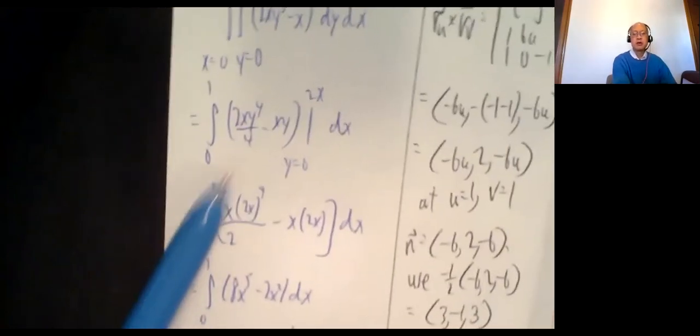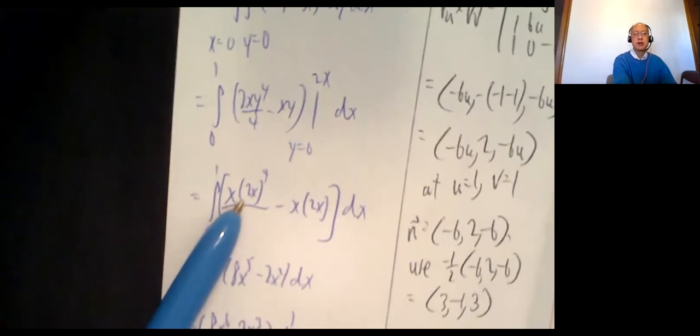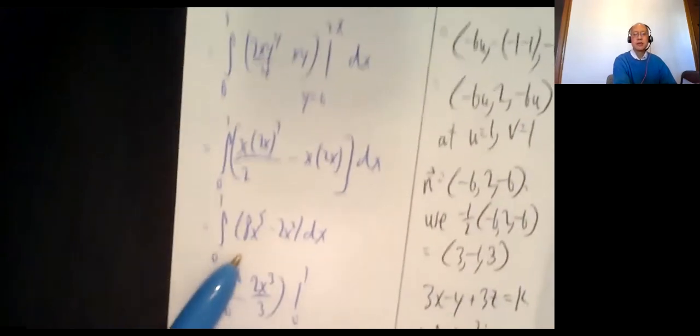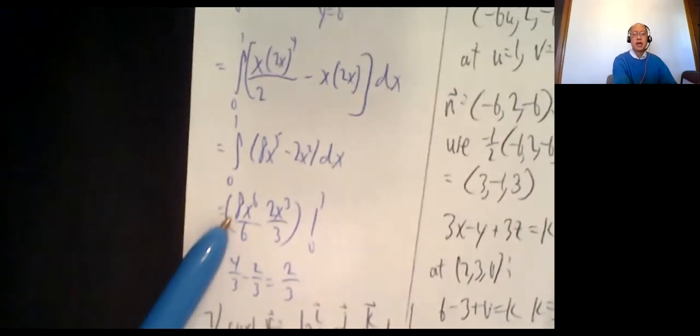Plug in 0, you get 0. Plug in 2x: x times (2x) to the fourth power divided by 2 minus x times 2x. 8x to the fifth minus 2x squared. Integrate: 8x to the 6 over 6 minus 2x cubed over 3. Plug in 0, you get 0. Plug in 1, 4/3 minus 2/3, 2/3.